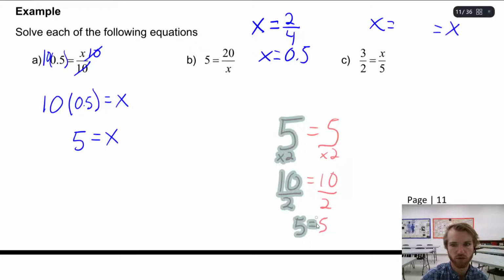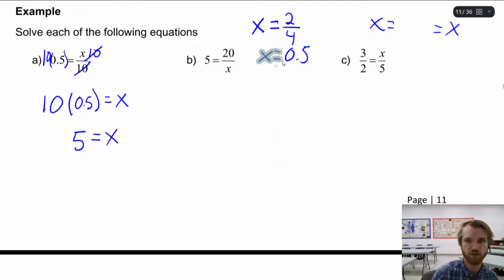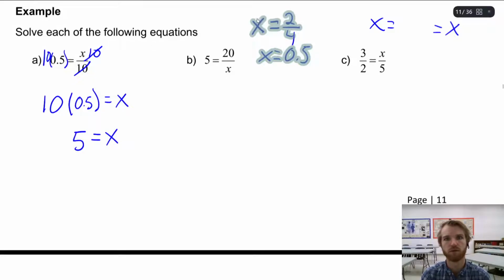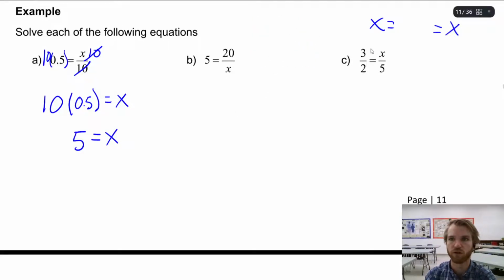Now, I'm going to do these last two the long way, like I just did. And then I'll show you the trick that makes it a lot faster. Okay. This one, actually, let's do C first.